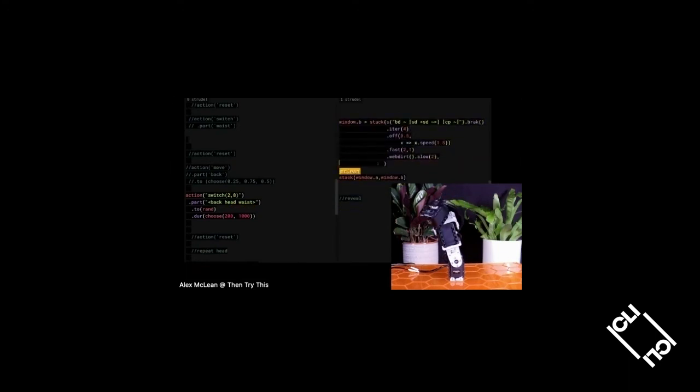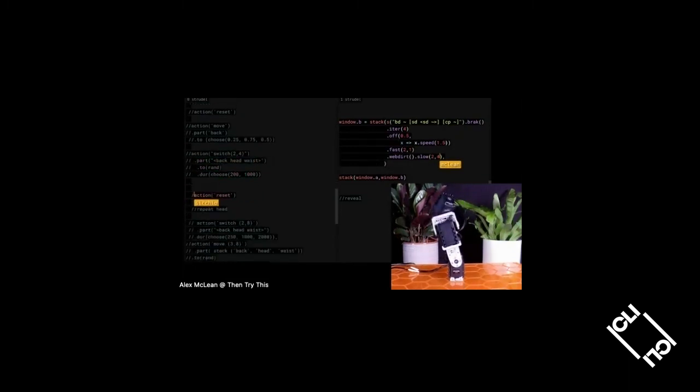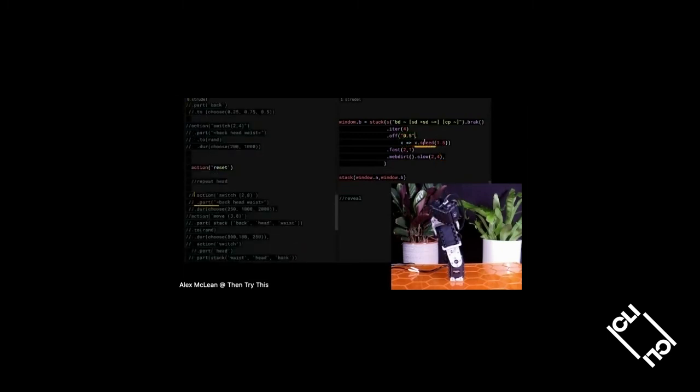Switch your head over 0.2 seconds. Switch your head over 1 second. Switch your waist over 0.2 seconds. Switch your waist over 1 second. Switch your back over 0.2 seconds. Switch your back over 1 second. Reset.